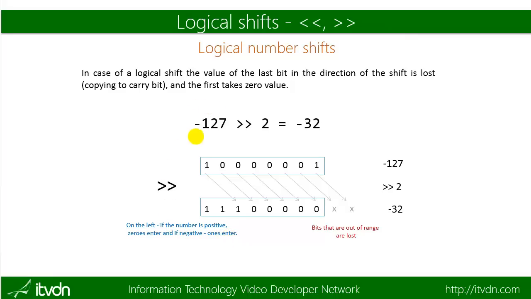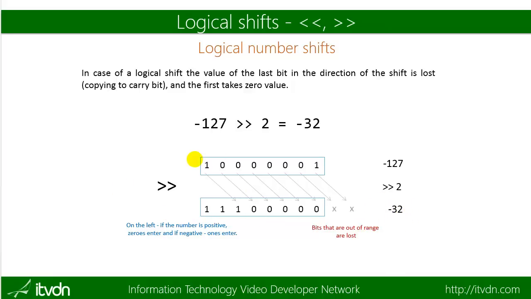In this case, our number is negative, so we are expecting ones to enter. If our number was positive, then we would expect zeros to enter. But since our number is negative, of course, 2 ones will enter. So we've lost 2 digits here, and 2 extra digits come in from the left. So 2 ones come in once again because our initial number was negative. So we have 1, 1, 1, 0, 0, 0, 0, 0. And if you convert this into decimal format, it's going to give you an answer of minus 32.